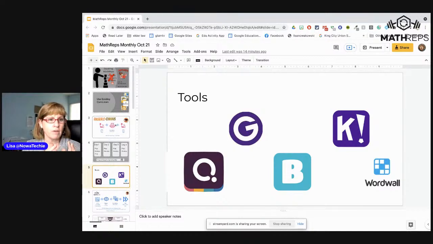Wordwall.net. So having that wordwall.net up there, and just have them do that as an independent practice is a really good thing.